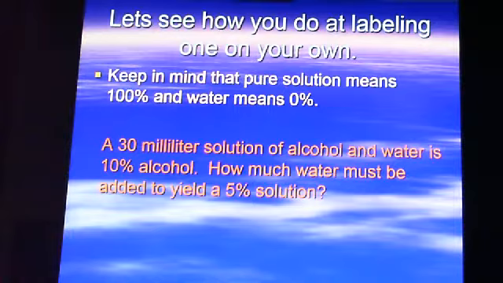This is a problem. A 30 milliliter solution of alcohol and water is 10% alcohol. How much water must be added to yield a 5% solution? Go ahead, draw your buckets, and see if you can label it correctly.